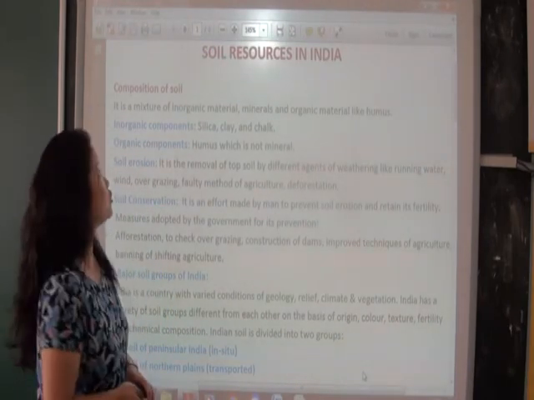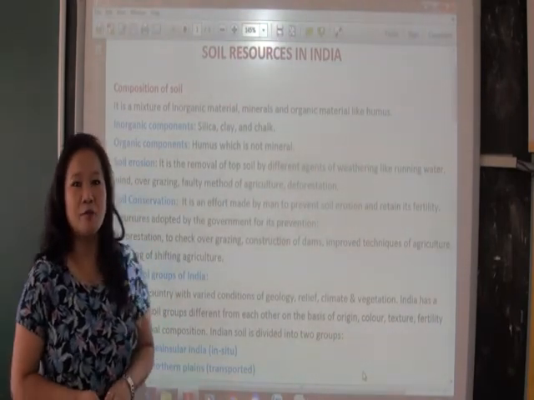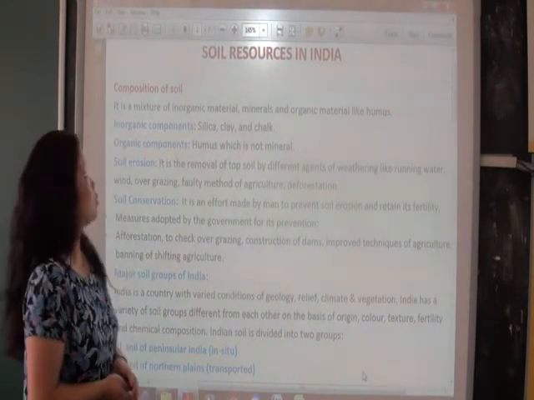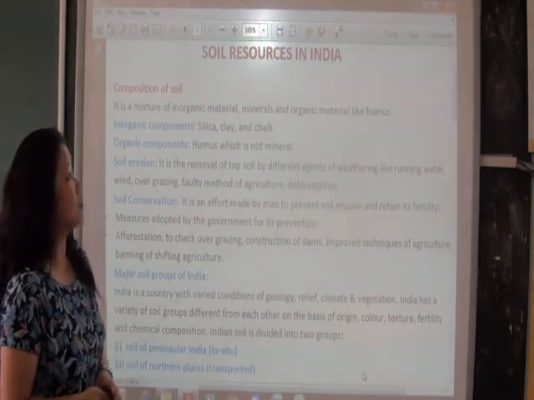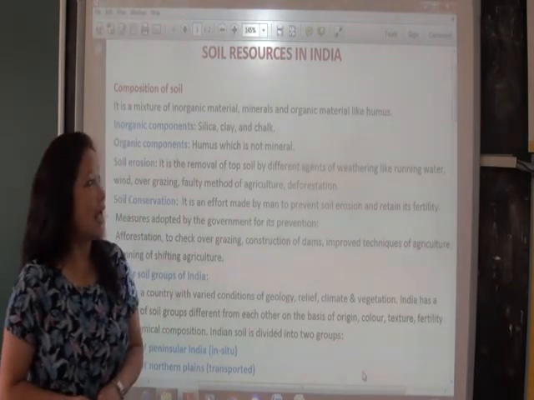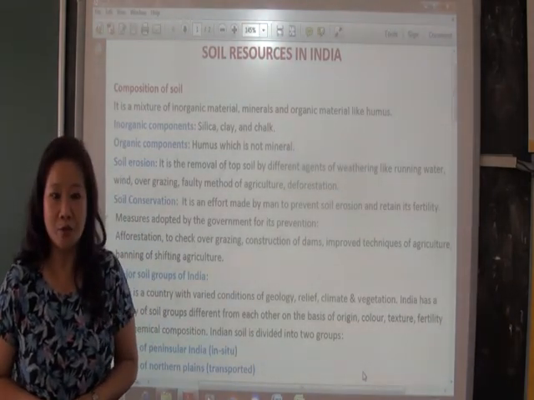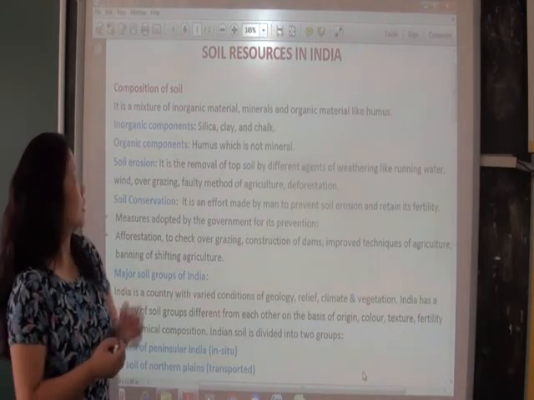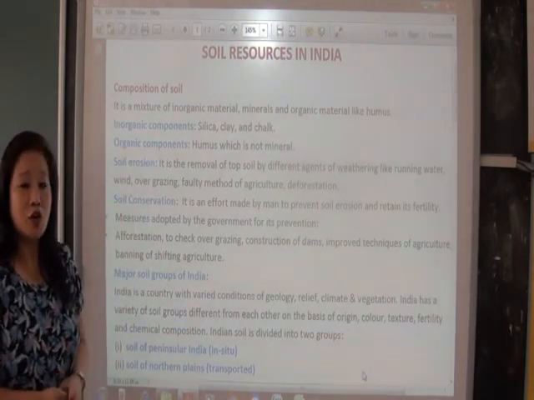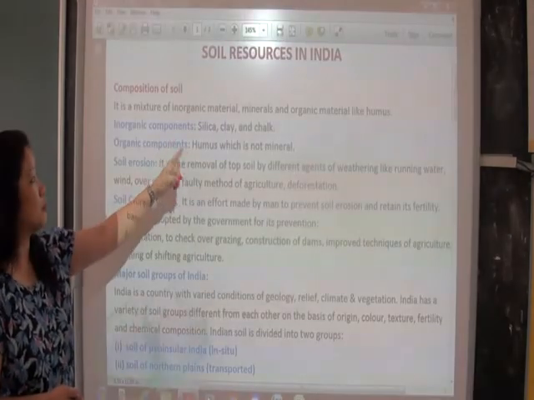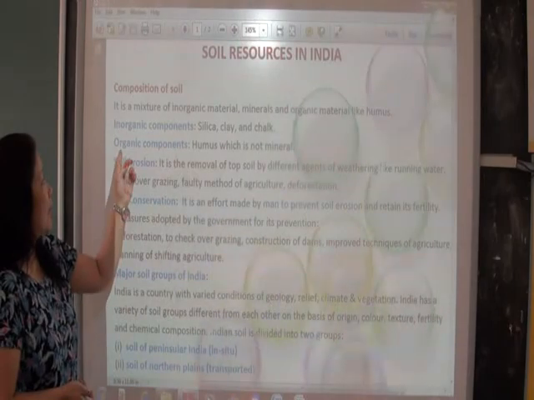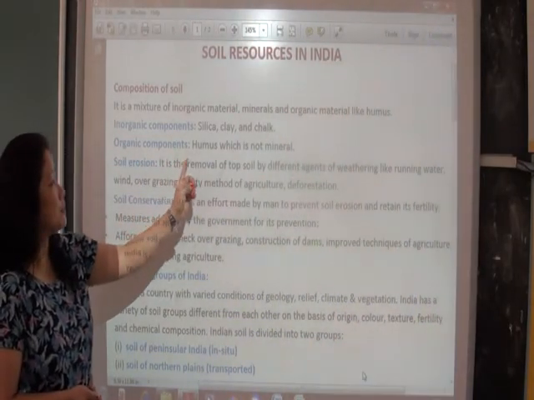So what does soil actually mean? It comprises the topmost layer of the earth's surface. Soil is a mixture of inorganic materials, minerals and organic material like humus. So this is what soil is about. It's a composition. Now here we have inorganic components. What are the inorganic components? Silica, clay and chalk. And the organic component is humus.